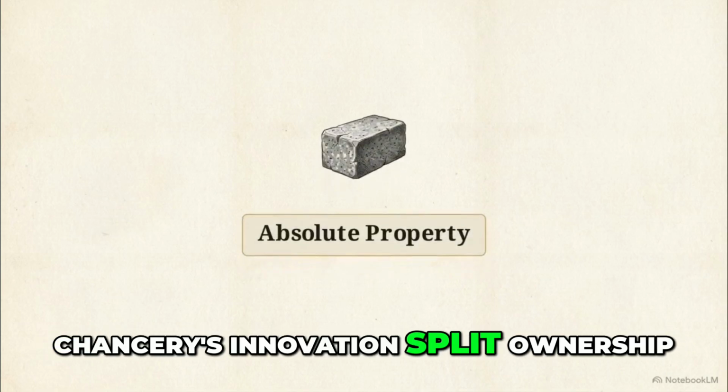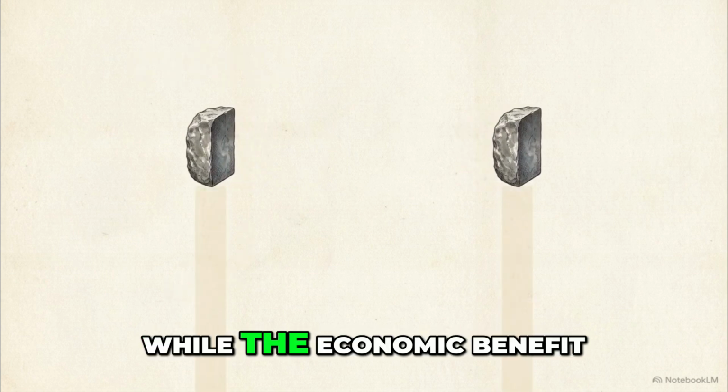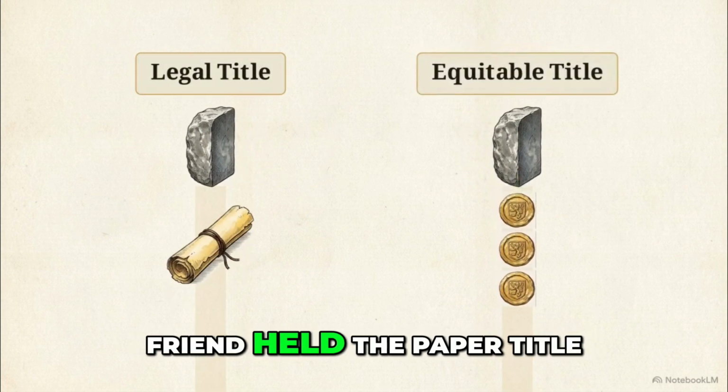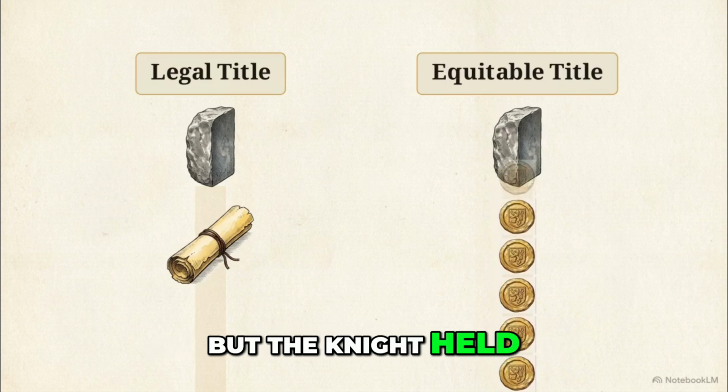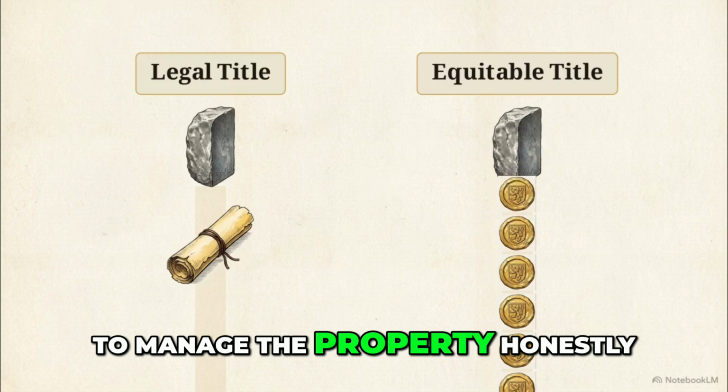Chancery's innovation split ownership in two. Legal title stayed with one person, while the economic benefit went to another. Courts now recognized the friend held the paper title, but the knight held the real benefit, creating an enforceable obligation to manage the property honestly.